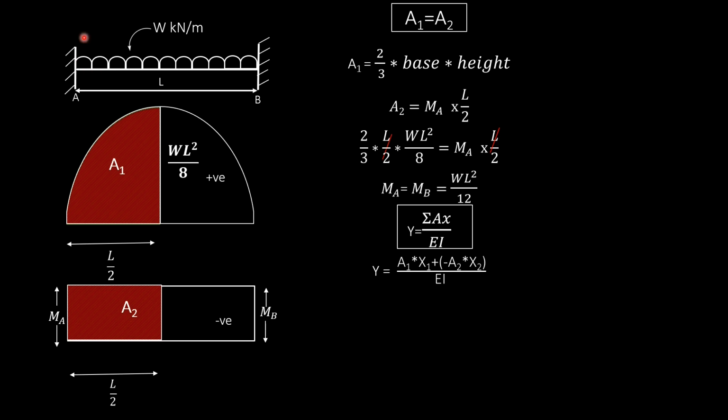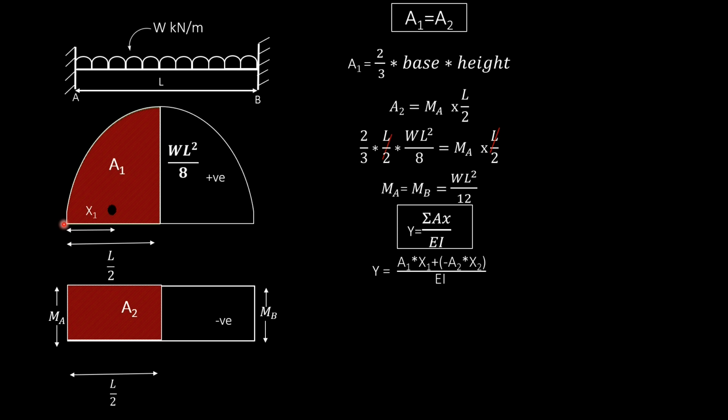So any support you can take. Either you can take the moment about this support, or you can also take the moment about this support as well. So now I am considering moment at this support and I am considering centroidal distances from the support A. So for this parabola, I have to find out the centroidal distance x1.